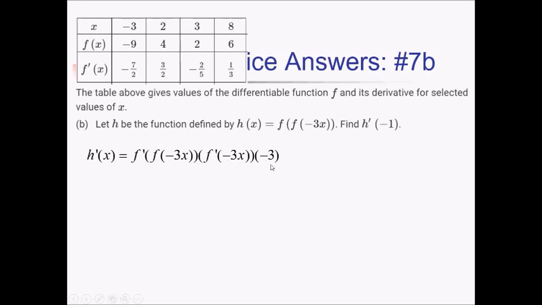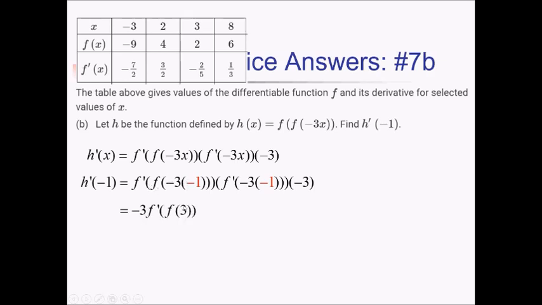Actually, let me just substitute negative 1 in for everything. There we go. To make this a little bit easier to look at, I'm going to move the negative 3 out in front. And now I've got f prime of f of, I'm just going to call this 3. This is going to be f prime of 3, just to make it a little bit easier to look at. Let me also figure out f of 3, and then I'll deal with the f primes. So f of 3, looking that up in the table, that's going to be 2. So this first f prime is really f prime of 2.